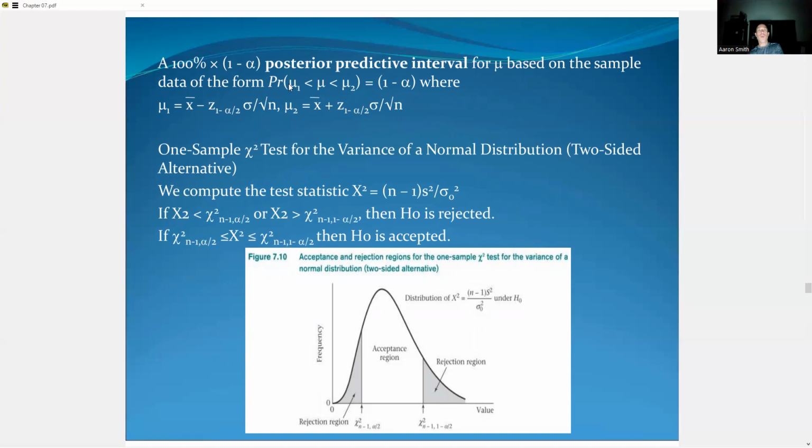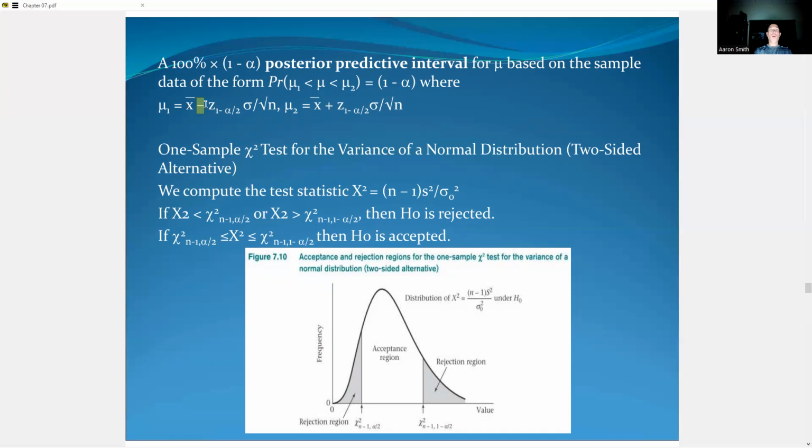A posterior predictive interval for mu based on the sample data is of the form of this. So I have two cutoffs. So here is mu. I'm treating it as a random variable because we're doing Bayesian statistics. The probability that mu is between these two fixed values is equal to 1 minus alpha, where mu1 is equal to X bar minus z sigma divided by square root n. For the other cutoff, here I'm adding the same value. So we add and subtract.